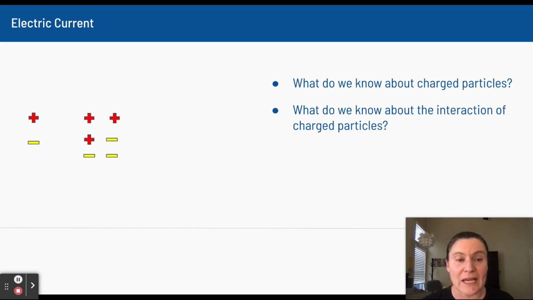What do we know about the interaction of charged particles? So when we have a positive and a positive, are they going to repel or attract? When we have a positive and negative, are they going to attract or repel? And a negative charge particle, what's going to happen? So let's review. Negative, negative, same is going to repel. Opposite, negative, positive are going to attract. And positive, positive, same are going to repel.